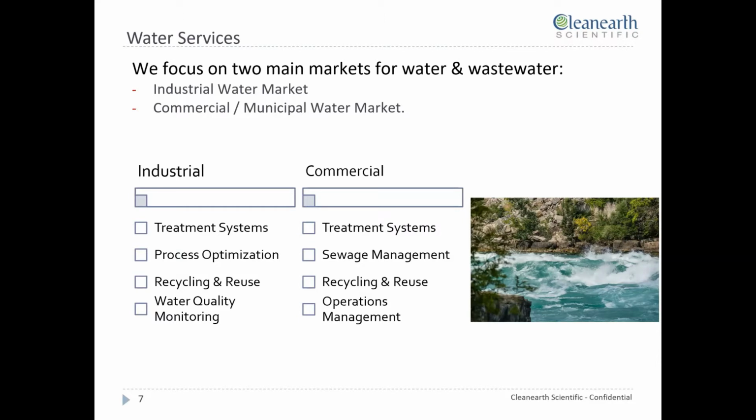And so if you have an existing water treatment system and for some reason you are not getting the desired results, we come in to do evaluation and assessment, and we are able to provide solutions to help in the optimization of your existing treatment system. And we also offer services in recycling and reuse of water quality, as well as monitoring. And for the commercial aspect, we offer treatment systems, sewage management, recycling, and reuse operations management.